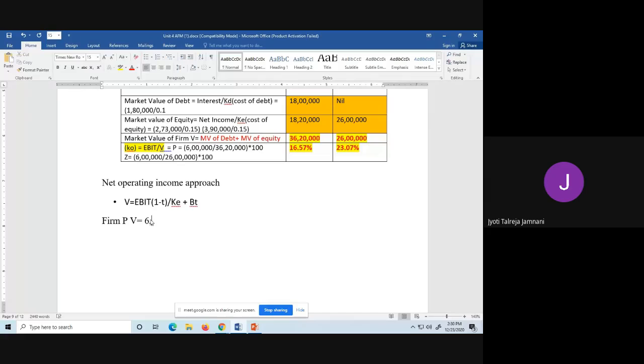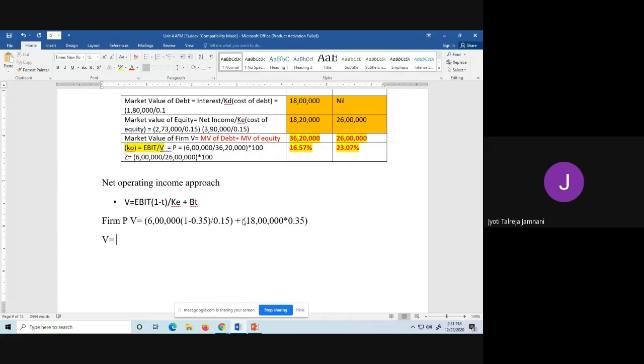EBIT, which is 6 lakhs, into 1 minus tax rate, so 1 minus 0.35. This has to be divided by cost of equity, which is 15%, which is 0.15. Once you complete this, you have to add B into T. B is nothing but the debt, the debentures that you have. So plus the debentures of firm P were 18 lakh, so 18 lakh into tax rate, that is 0.35, 35% is the tax rate. Once we solve this, we'll get the value of the firm P.